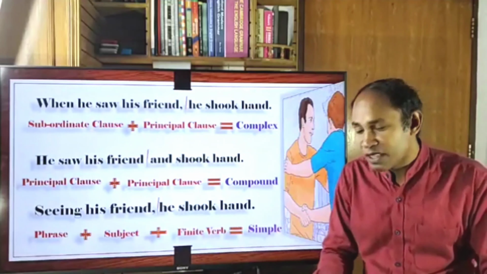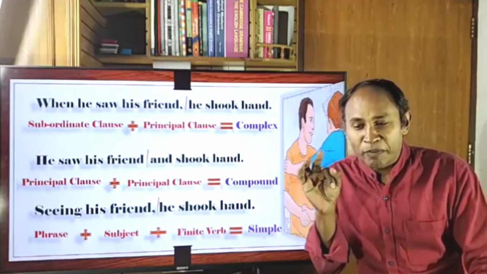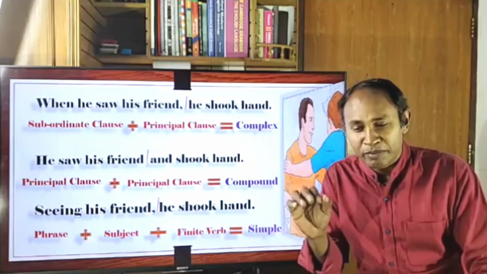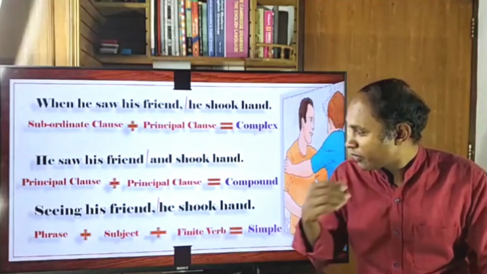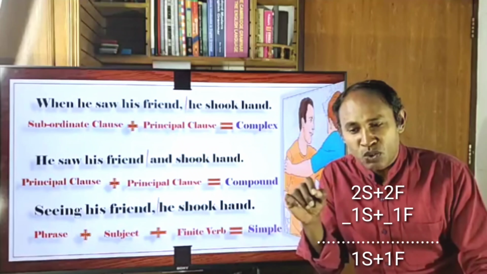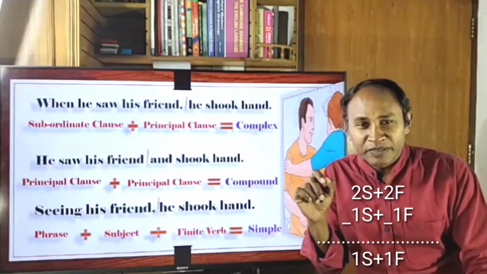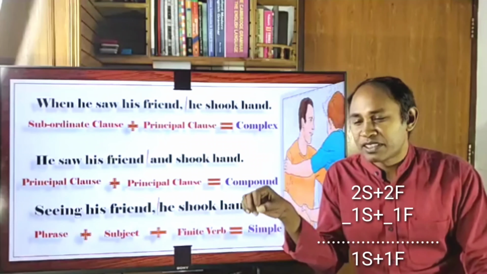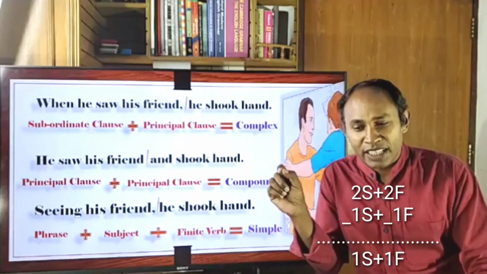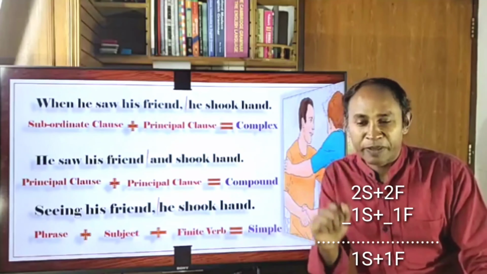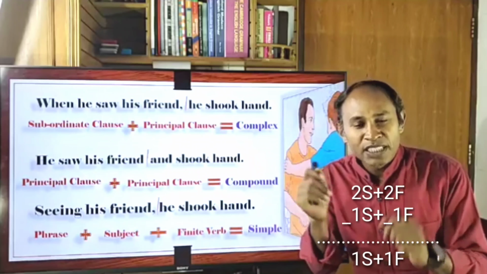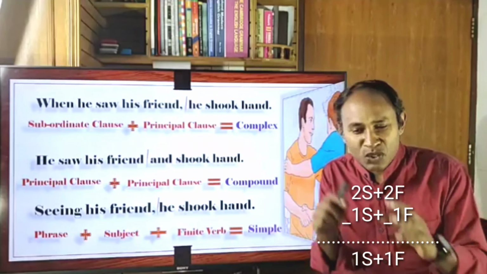So in a simple sentence we have one subject and one finite verb, but this will be simpler and easier if you can just do a math. You can solve a mathematical problem, right? If I ask you to do this sum: 2s plus 2f, minus 1s plus 1f, what will be left? Two subjects plus two finite verbs, minus one subject and one finite verb, what remains? Your answer is right: one subject and one finite verb. Whoever can do this sum can make a simple sentence. Probably this is not the hardest math at all.